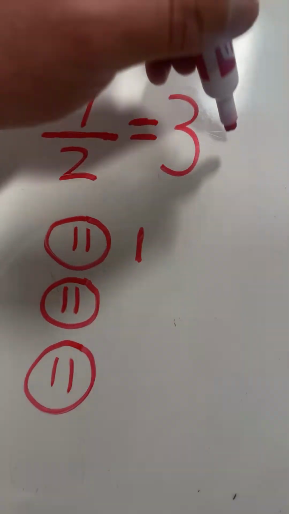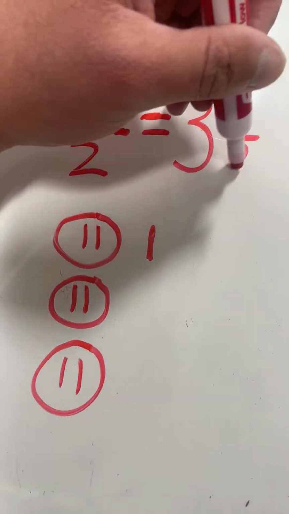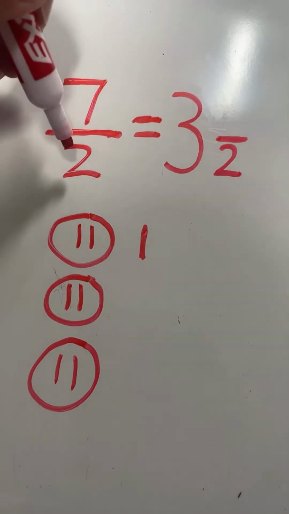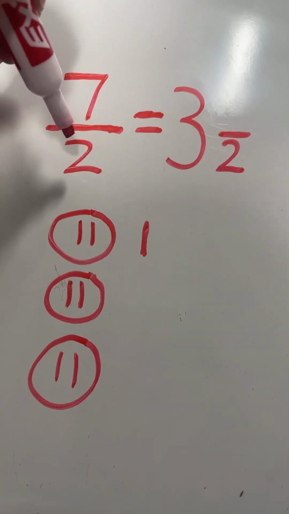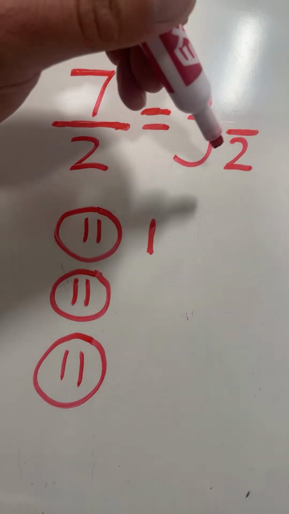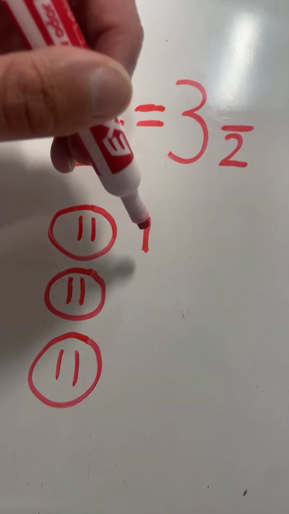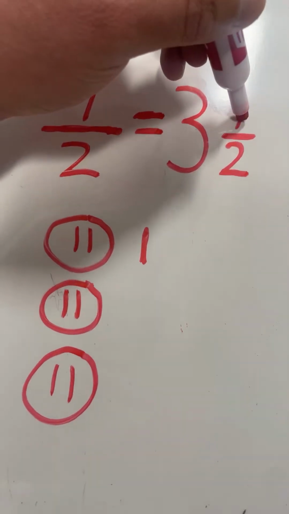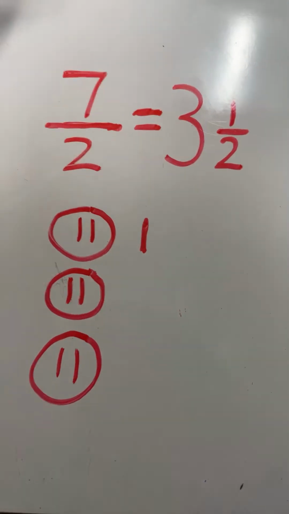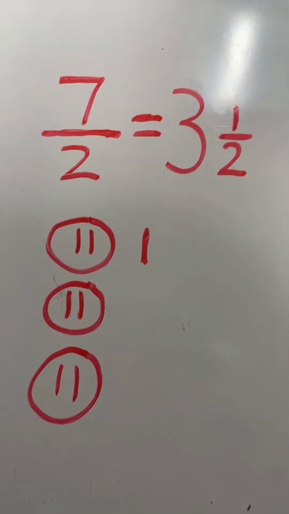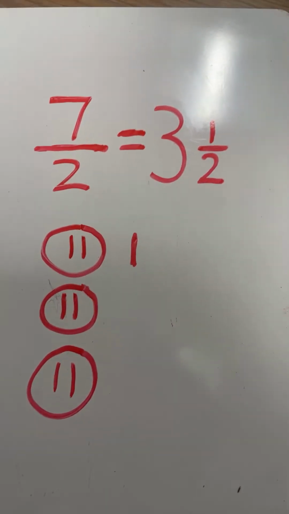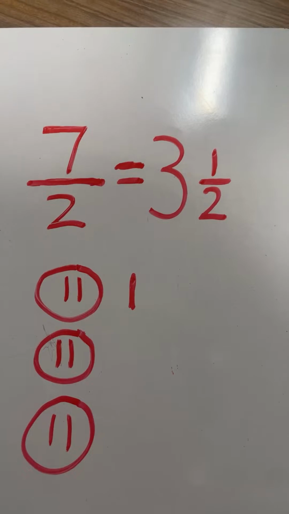Our denominator stays the same. Denominator is 2 for the improper fraction. The denominator is going to remain 2 when we convert it to a mixed number. Our remainder is our numerator. We have a remainder of 1. So 1 will be our numerator. So 7/2, converted to a mixed number, equals 3 1/2.